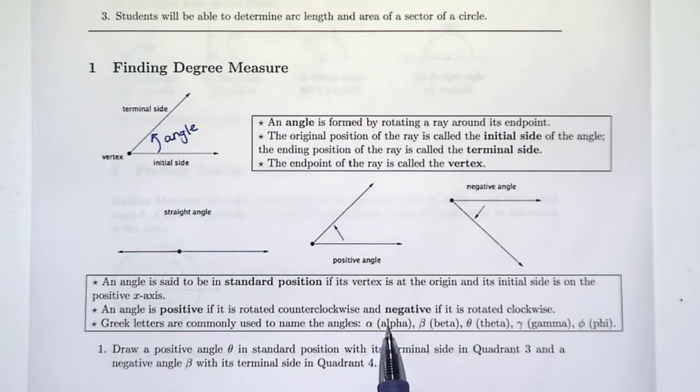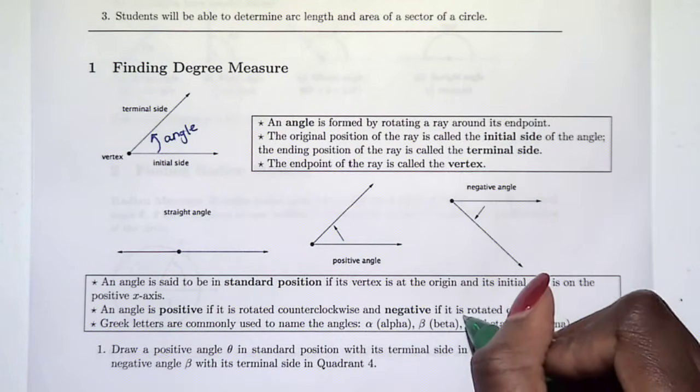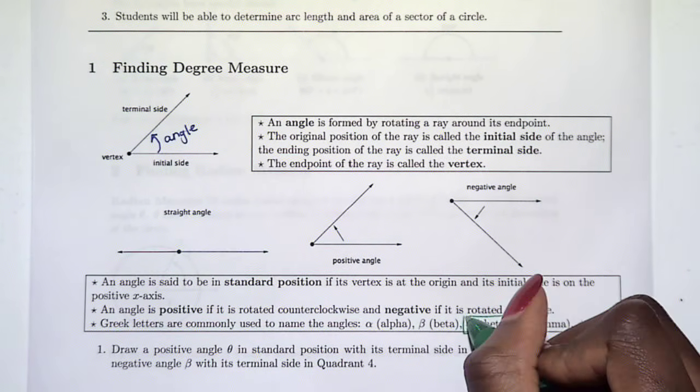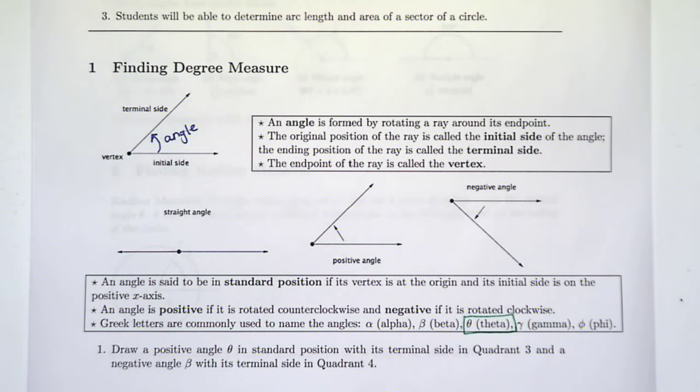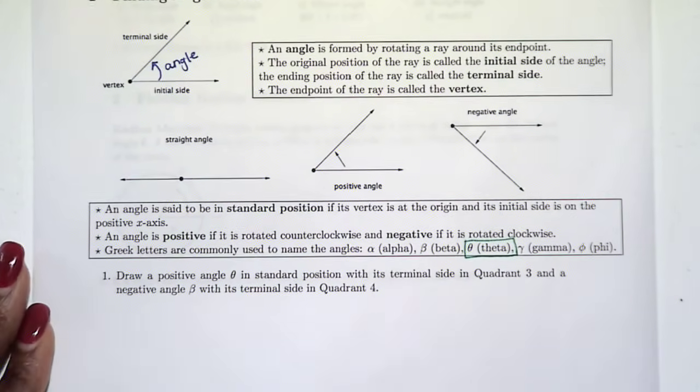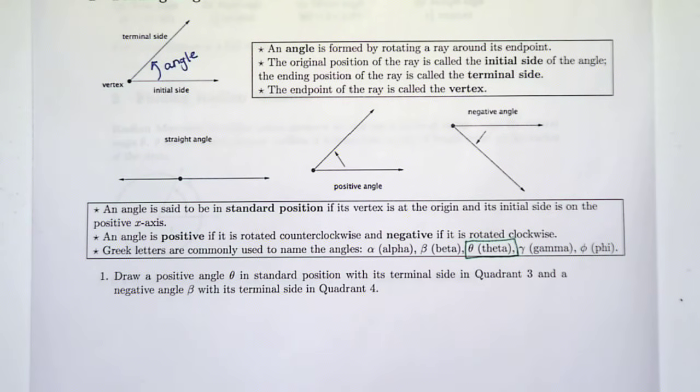We often use Greek letters to name our angles, so like alpha, beta, theta, gamma, and phi. This is the one we most commonly use. We use a theta to represent our angle a lot. So number 1 says draw a positive angle theta in standard position with its terminal side in quadrant 3 and a negative angle beta with its terminal side in quadrant 4. So it's using all of that vocabulary we just got.